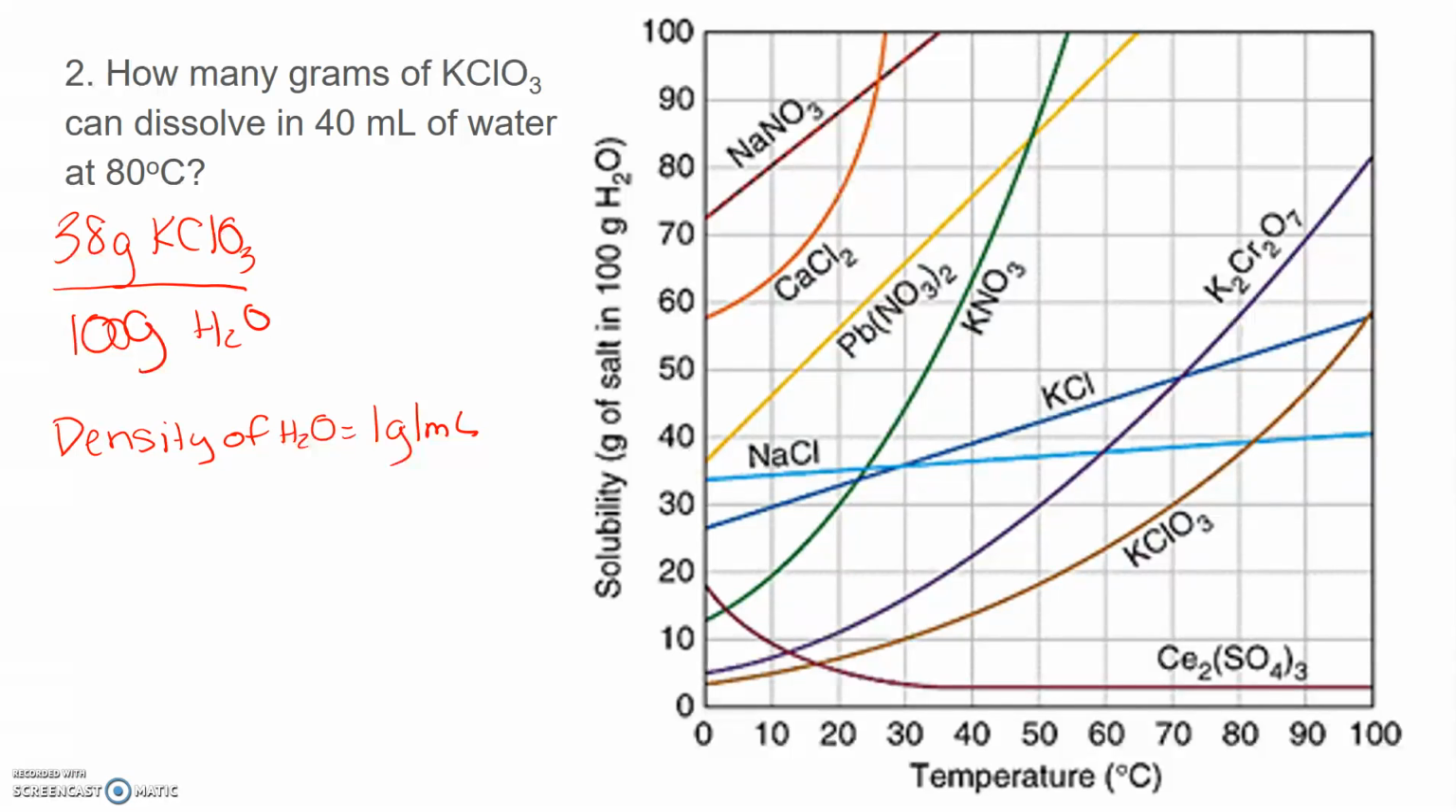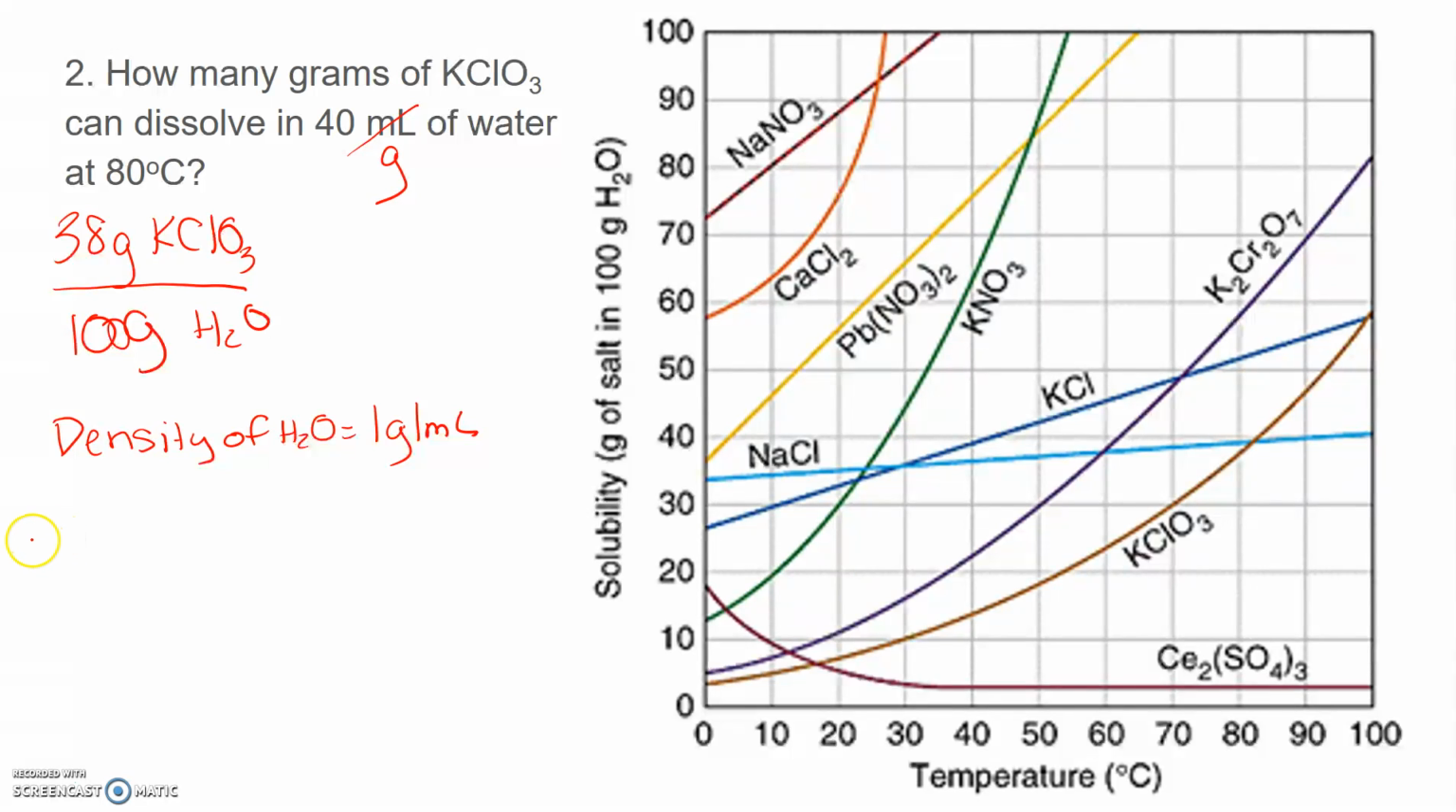40, right? Because 1 milliliter is equal to 1 gram. So here, we're trying to find how many grams of KClO3 can dissolve in 40 grams of water. Okay? Now, we can do our conversion factor.